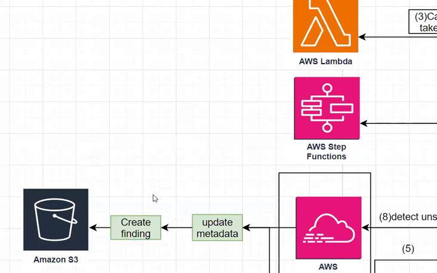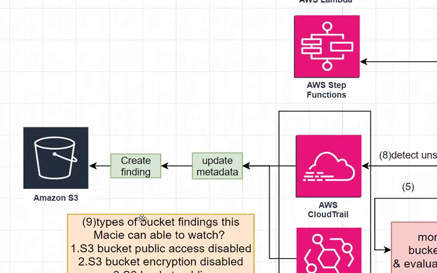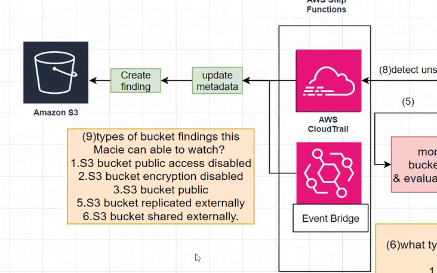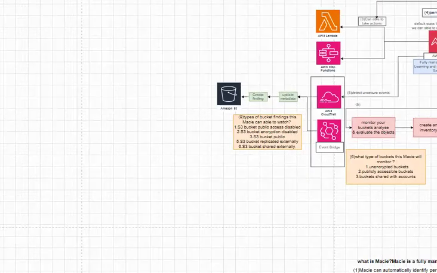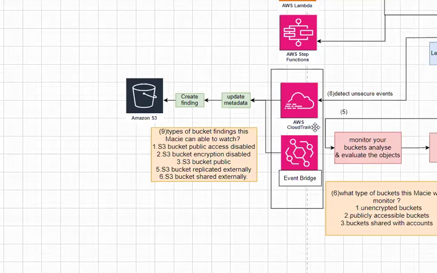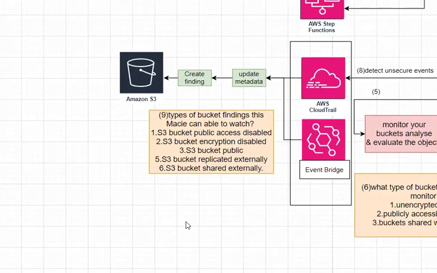Now let's go deeper into these findings. How many types of bucket findings can Macie identify? Macie can identify 5 types of bucket findings. The first is S3 bucket public access disabled. It can find when an S3 bucket is publicly available. Next is S3 bucket encryption disabled.